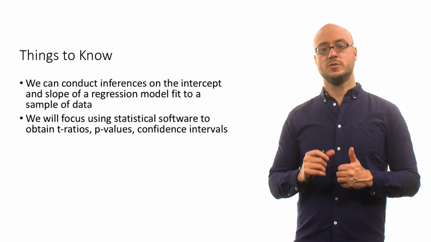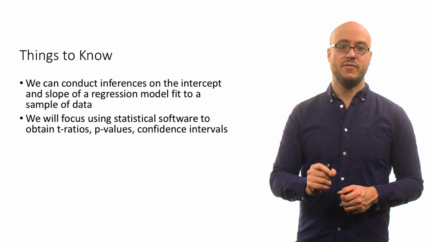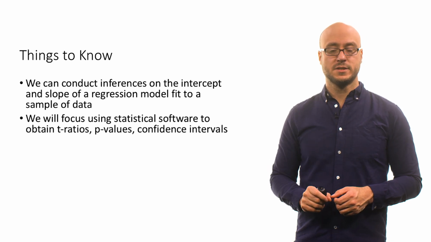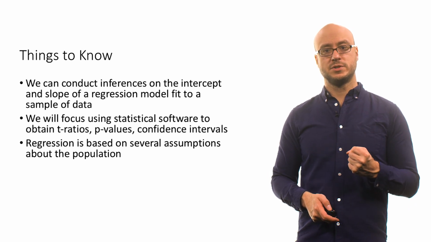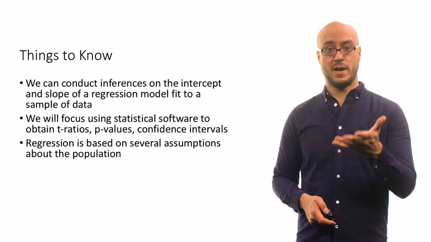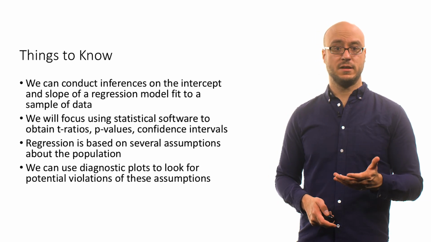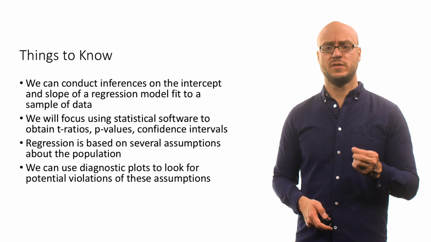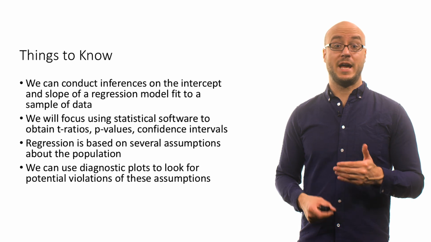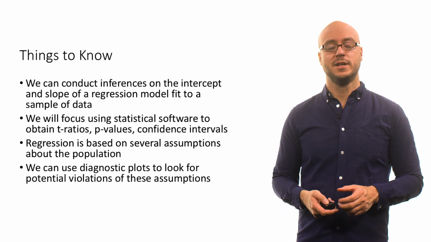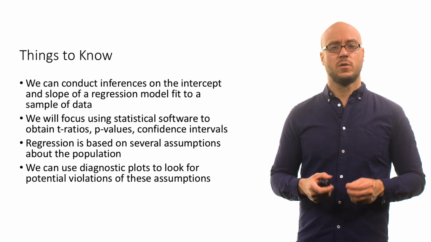We're going to focus on using statistical software to obtain t-ratios, otherwise known as t-values or t-test statistics, p-values, and confidence intervals. And regression has several assumptions about the population. We can use various diagnostic plots to look for potential violations of these assumptions, but we never fully know whether these assumptions are met unless we actually obtain the entire population data. And with that, we conclude our discussion of inferences for regression.